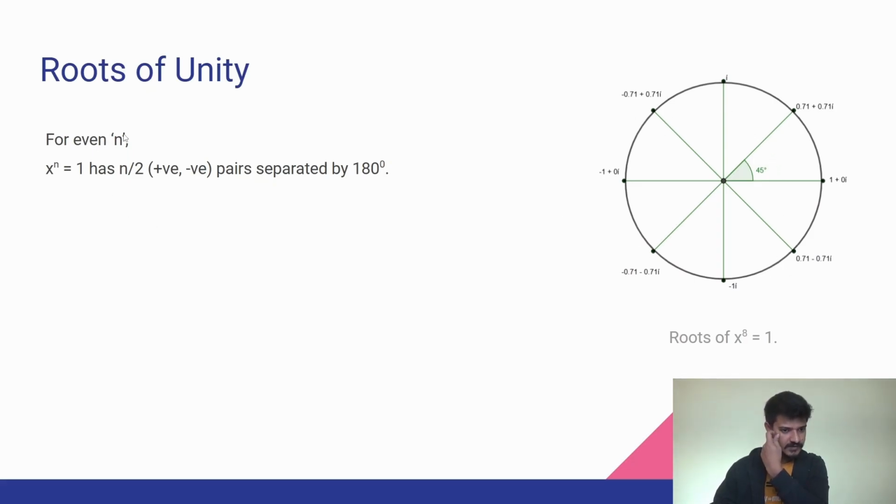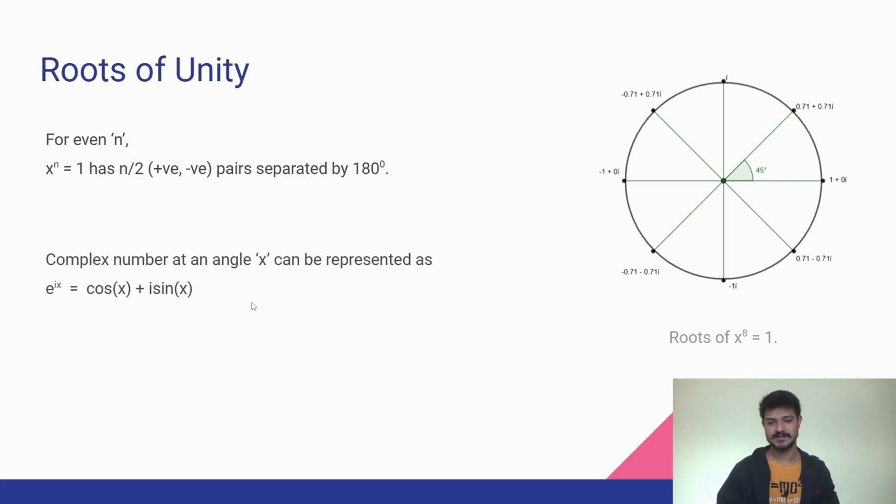So if you see, for n even, x raised to power n equals 1 has exactly n by 2 positive negative pairs, which are separated by 180 degrees. You can actually prove it very easily, right? You can prove it using Euler's formula. That is, a complex number can be represented as e raised to power i x, right, where x is theta, the angle. So it equals cos x plus i sin x, right?